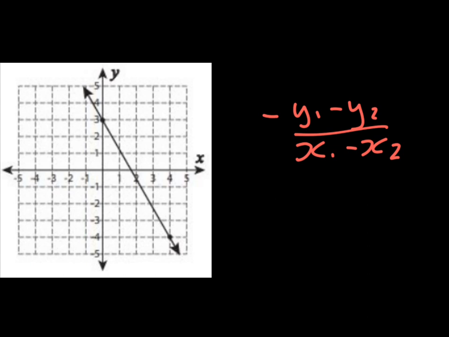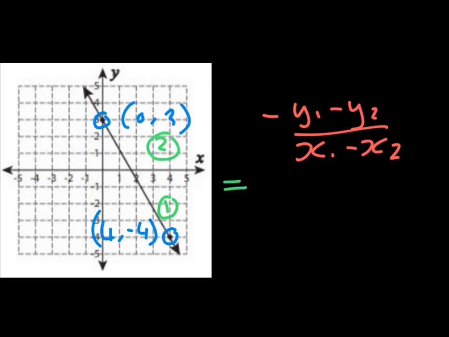Next step is to find the points on the graph. So we can see that this point is given in bold as well as this point. So if we have a look at the first one that I circled, we can see that that is 4 and minus 4. So we can write that in. And for the second point, we see that that is 0 and 3. Okay, so now we can substitute those points in. So we can let this be point 1 and this be point 2.